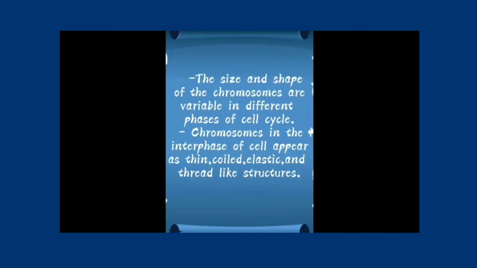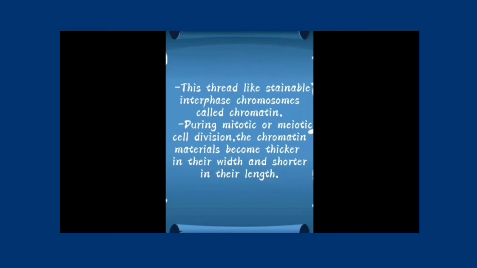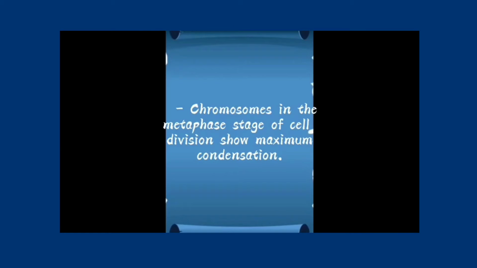The size and shape of the chromosomes are variable in different phases of the cell cycle. Chromosomes in the interphase of the cell appear as thin, coiled, elastic, and thread-like structures. This thread-like stainable interphase chromosome is called chromatin. During mitotic or meiotic cell division, the chromatin materials become thicker in their width and shorter in their length. Chromosomes in the metaphase stage of cell division show maximum condensation.